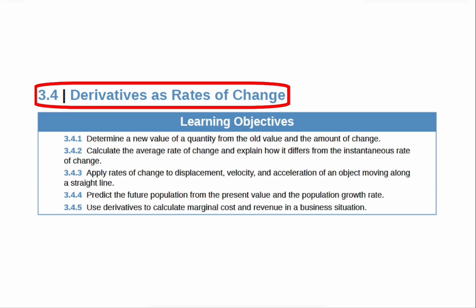So 3.4 is about derivatives as rates of change. Derivatives, everything about what became calculus, was really used in physics. That was the main application for it, and really about a rate of change more than anything. So it's important that we understand how we can use that in some applications.